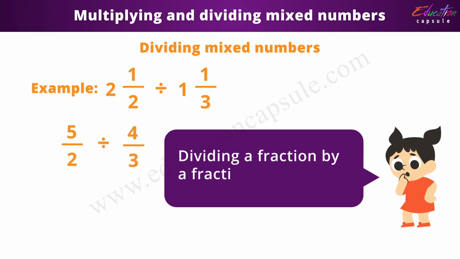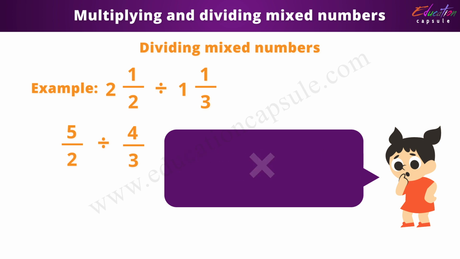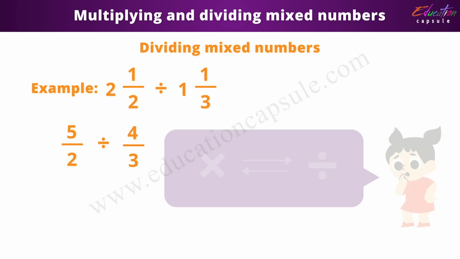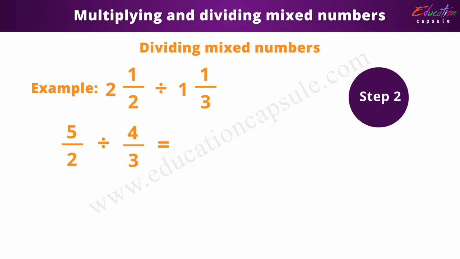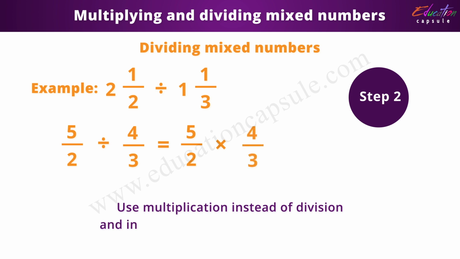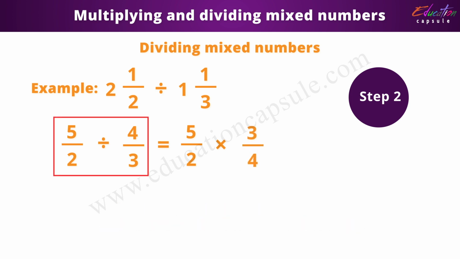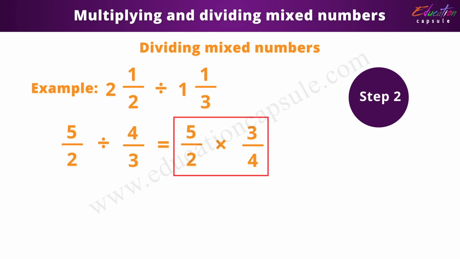Dividing a fraction by a fraction is quite tricky. So we rather use multiplication to divide fractions by fractions. Since multiplication is the inverse of division, we also invert the fraction we are dividing by. Step 2. Use multiplication instead of division, with the inverse of the fraction we are dividing by. Therefore, 5 halves divided by 4/3 can be written as 5 halves multiplied by 3/4.